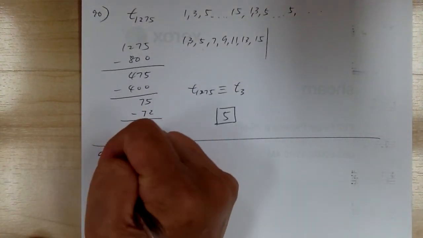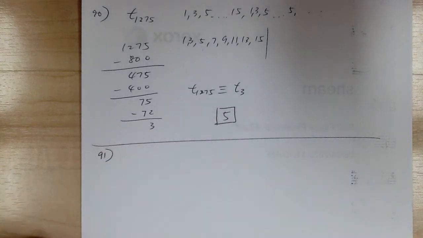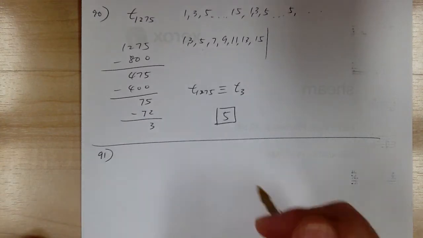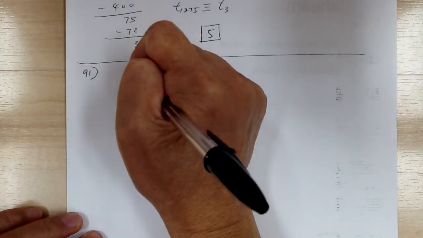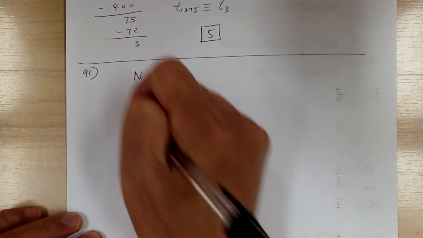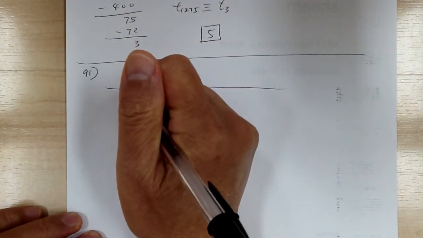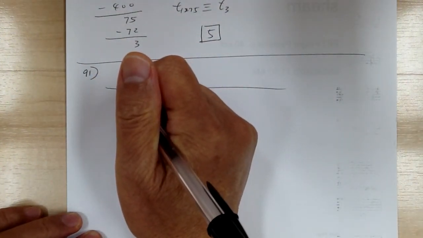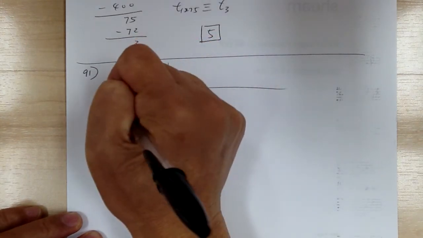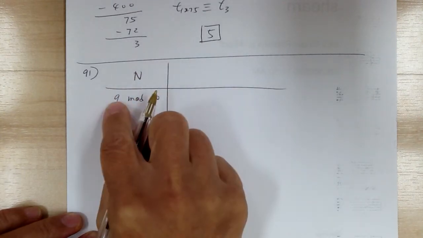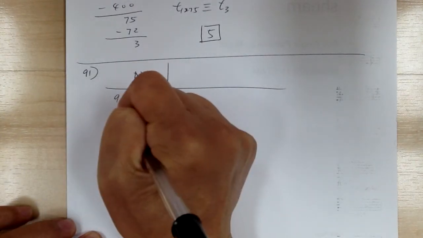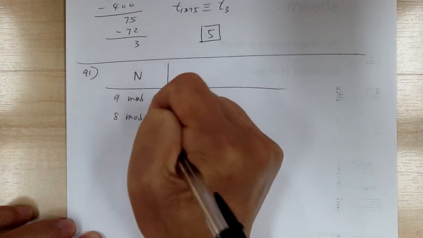Okay, let's go to 91. 91, it says, find the smallest positive integer such that when you divide by 10, it leaves a remainder of 9. So after you read through, what you need to do is tally all your information. So let n equal the number. When divided by 10 it leaves a remainder of 9. So that means it's 9 mod 10, right? Divide by 10, you have a remainder of 9, and a remainder of 8 when divided by 9.